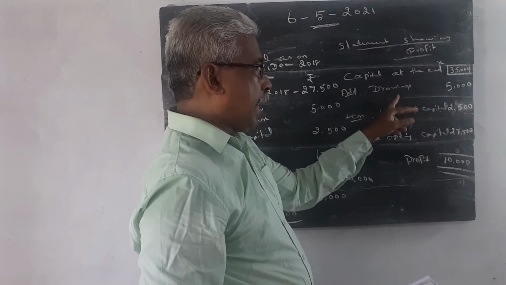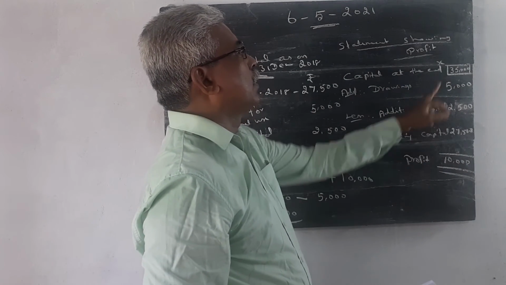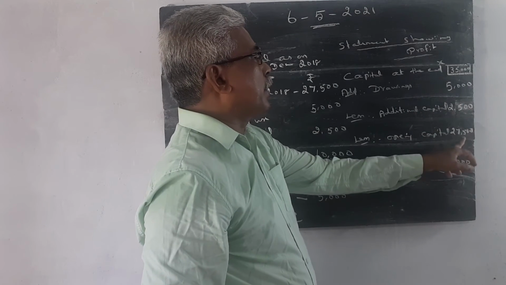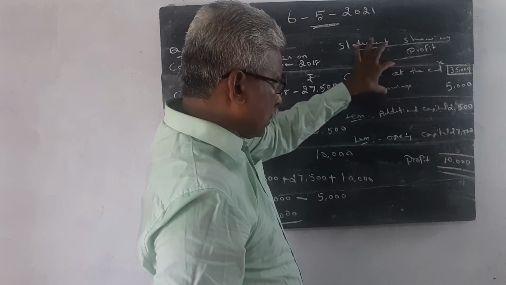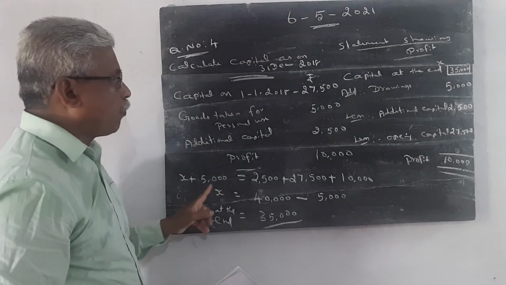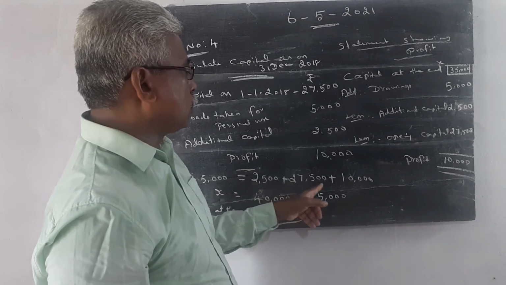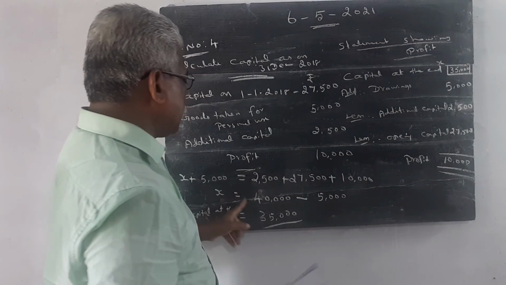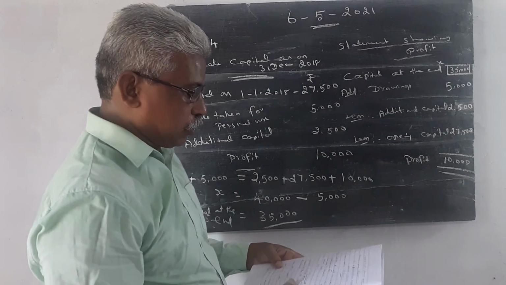Capital at the end, add drawings, less additional capital, less opening capital, we can get profit. 5,000, 2,500, 27,500, 10,000, everything is given. These 2 are one side, these 3 items are another side. X plus 5,000 is equal to 2,500 plus 27,500 plus 10,000. X is equal to 40,000 minus 5,000 is equal to 35,000.